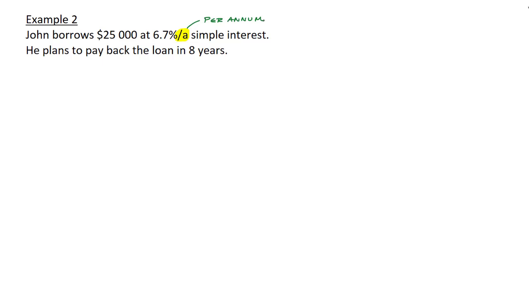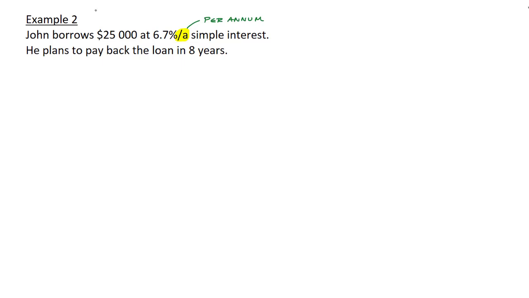So per annum, simple interest. And that's the other key, simple interest. Keep an eye out. Today, everything's simple interest. The next lesson introduces what's called compound interest, so we have to be careful which one we're using. All right, he plans to pay back the loan in 8 years. So remember, it doesn't matter if you're borrowing or investing money. The amount of interest that's earned or paid is the same. So we use the same formulas.